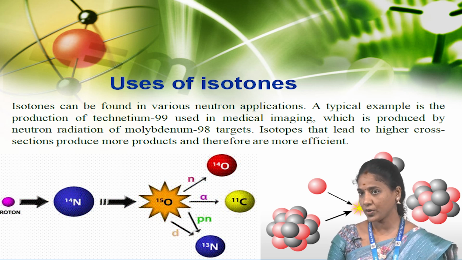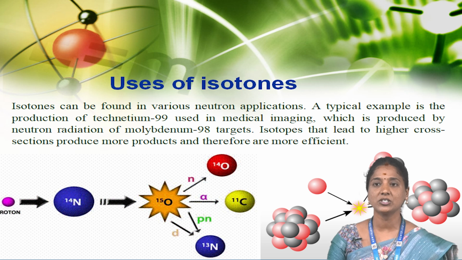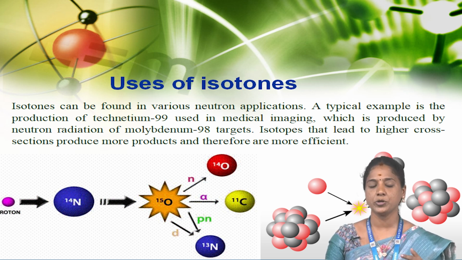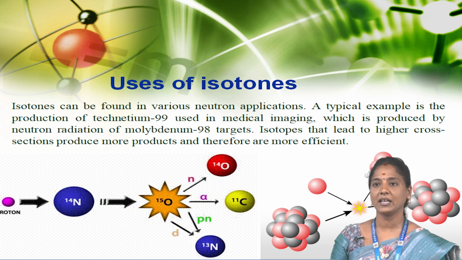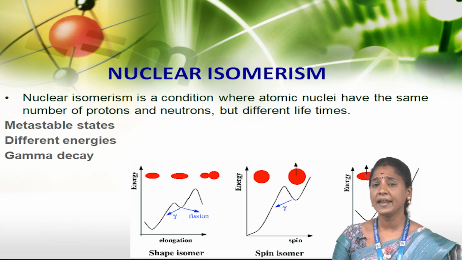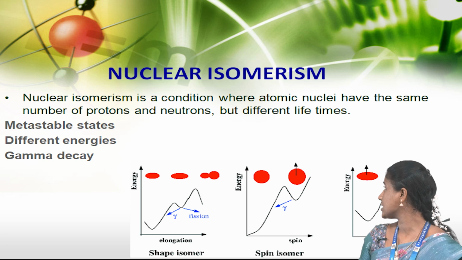However, too few neutrons will be absorbed to maintain a certain reaction. Isotopes that cannot absorb a neutron are left with a long decay, thus reducing reactivity. Next, a very important topic: nuclear isomerism.